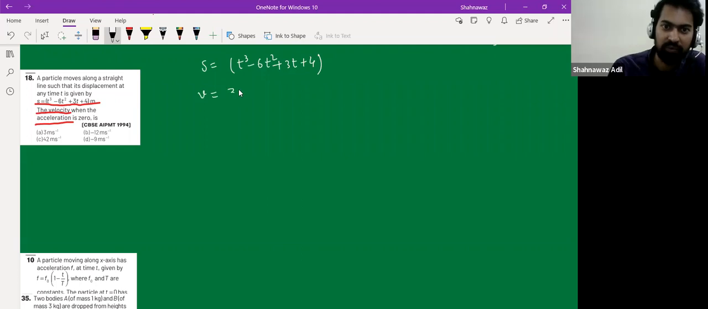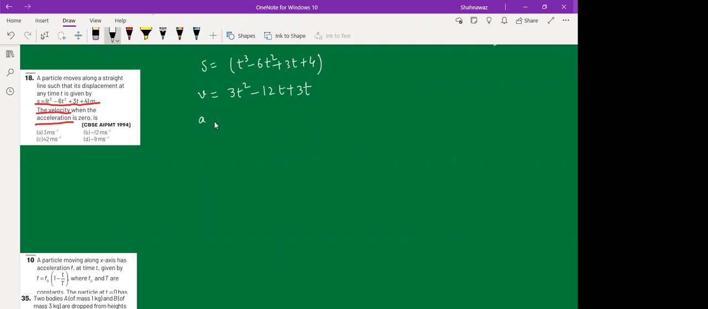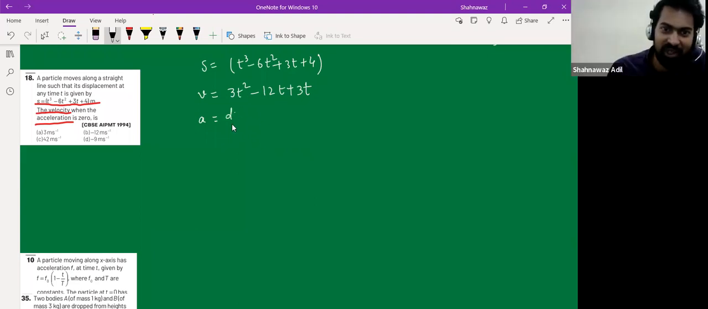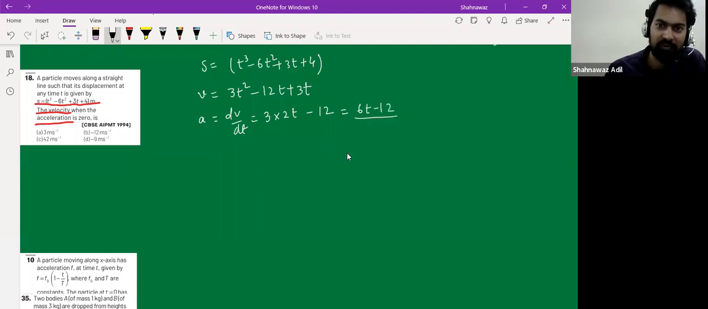So this will be what? So this is the velocity, right? Yes, sir. And what is the acceleration? This is dv by dt, na? So this will be what? 3 into 2t minus 12, right? So this is what? 6t minus 12, right? Okay. And now we have to use the information that is given, right? So they are saying that the acceleration is 0. So we have to calculate that velocity, okay, where the acceleration is 0.